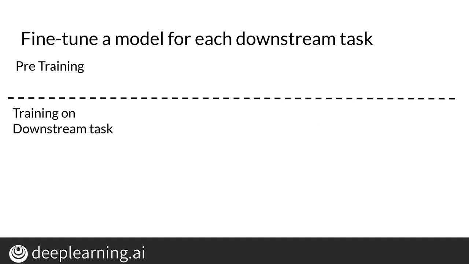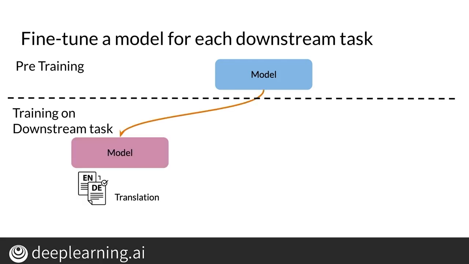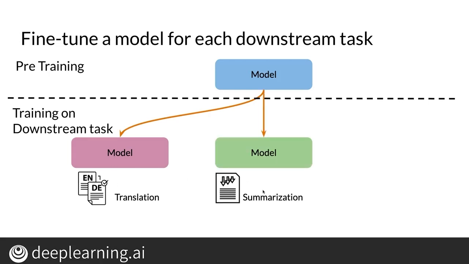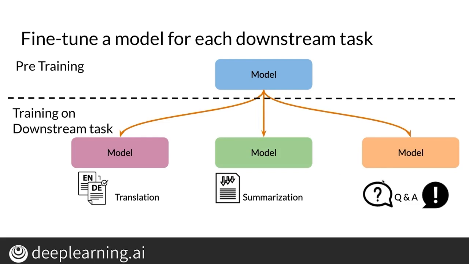So let's look at fine-tuning a model in the downstream task. You have your model here. You did some pre-training on it, either by masking words or predicting the next sentence. And then you use this model to train it on downstream tasks. So you can use this model, fine-tune it on translation or summarization or question answering.